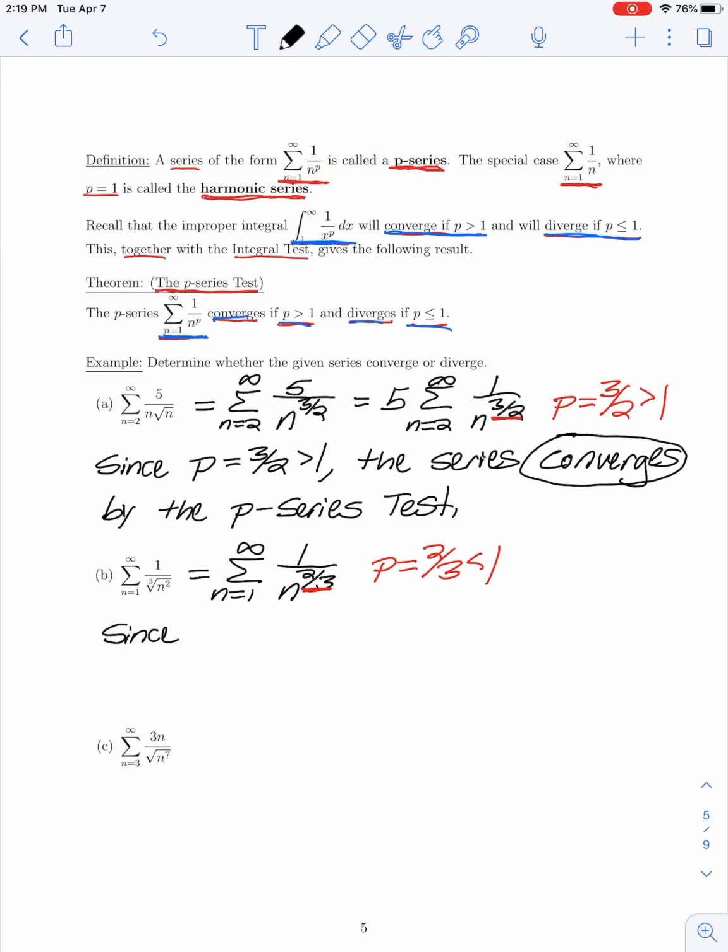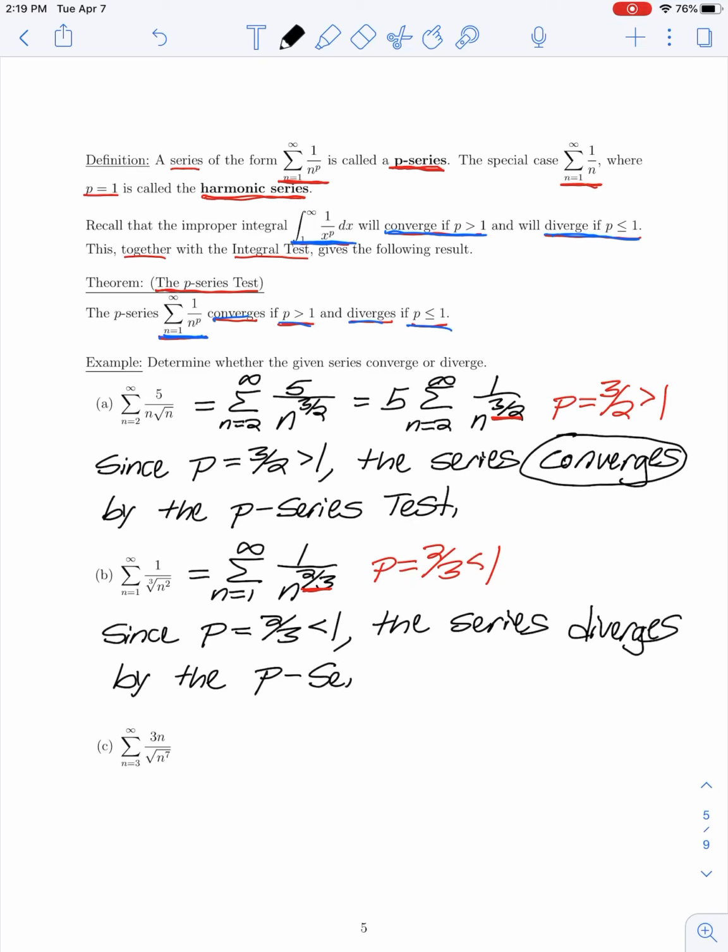So here we could say something along the lines of, since p is equal to 2/3, which is less than 1, the series diverges by the p-series test.